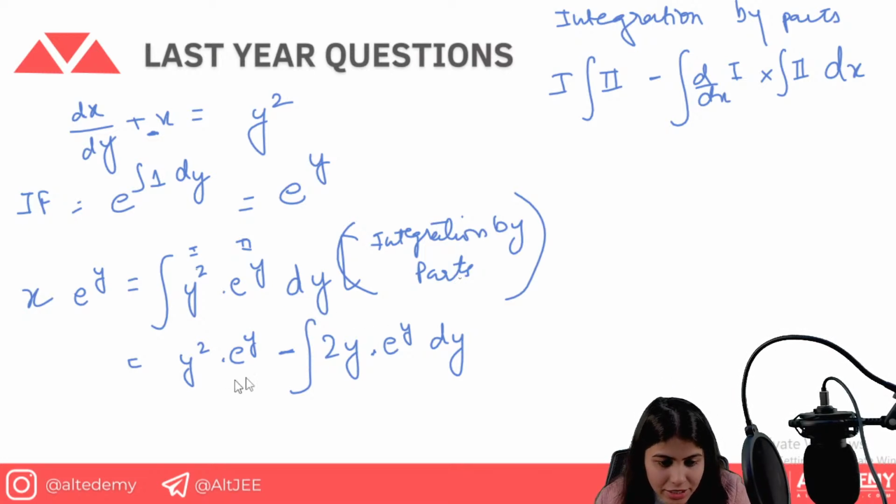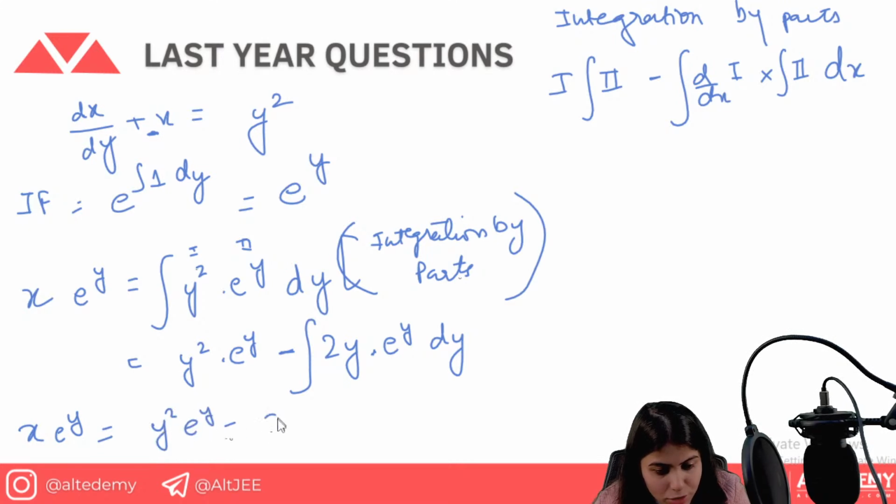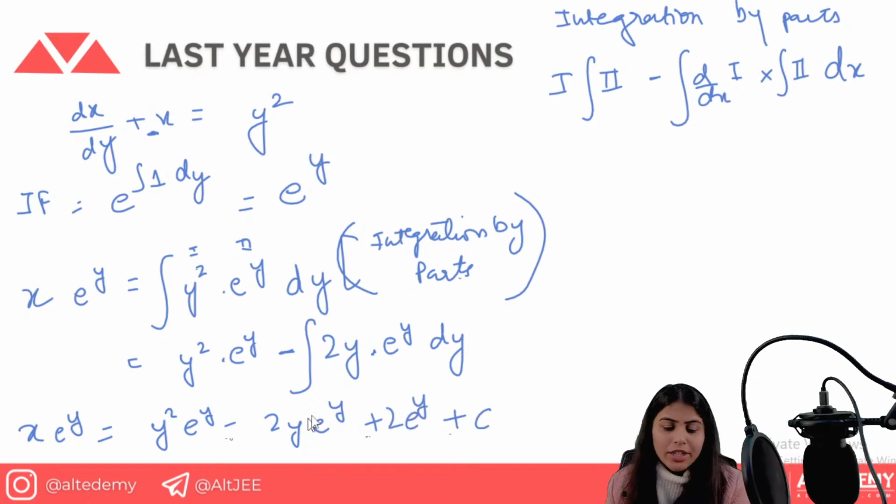So this is the integration of 2y e to the power y dy. Same thing will be continued. So what will we get as the answer? The answer is x e to the power y equals y square e^y minus 2y e to the power y plus 2 e to the power y plus c. Okay, now we got this equation as the solution form.